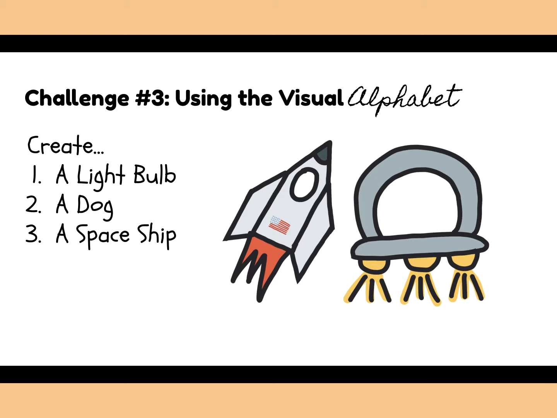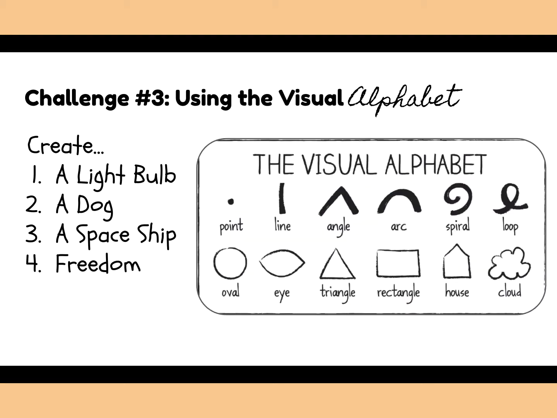Okay, the last one that we are going to create is going to be freedom. Because really, when it comes down to it, we're never going to have to really draw just a light bulb or a dog or a spaceship. Our icons represent something. So light bulbs could be ideas or innovation. A dog could be best friend or animals, and a spaceship could be future or space.